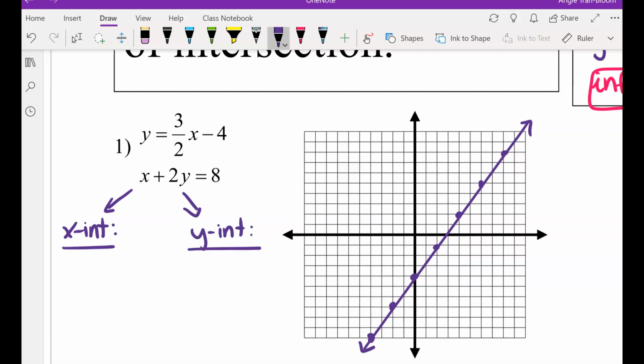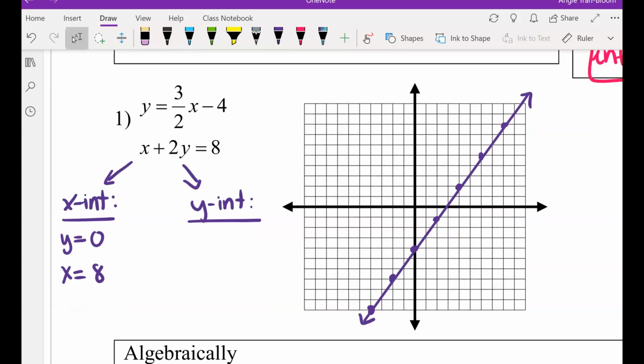X-intercept, Trevor. X-intercept is when y equals what? 0. Perfect. Okay, so that means you have x equals 8. How do I write that as an ordered pair? 8, 0. Perfect. Good job. So I have 1 point right away. 8, 0 goes right there.